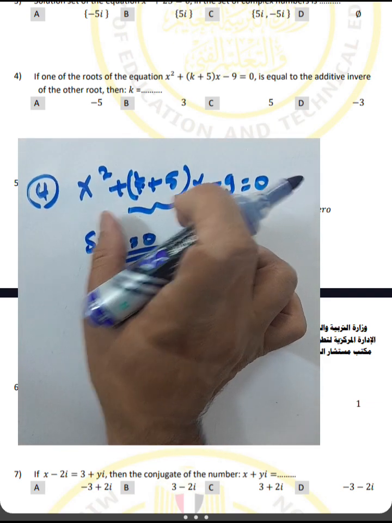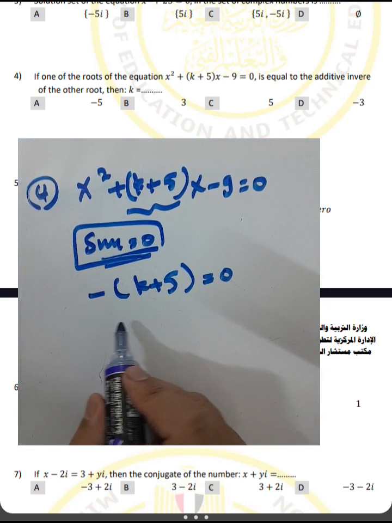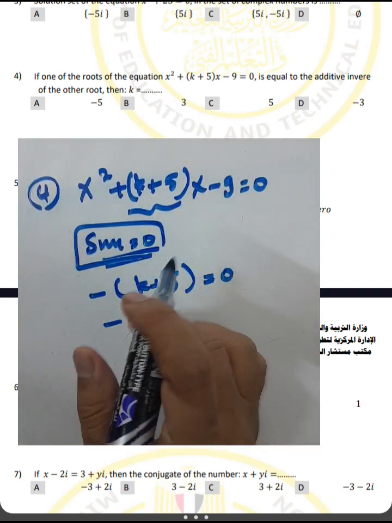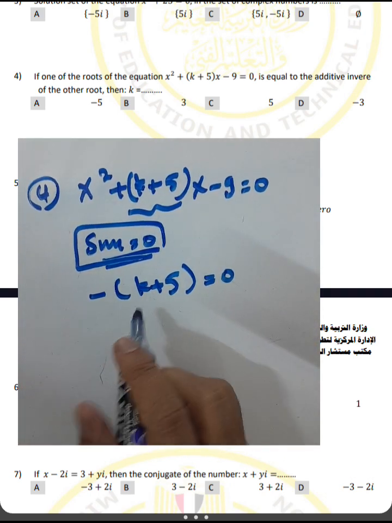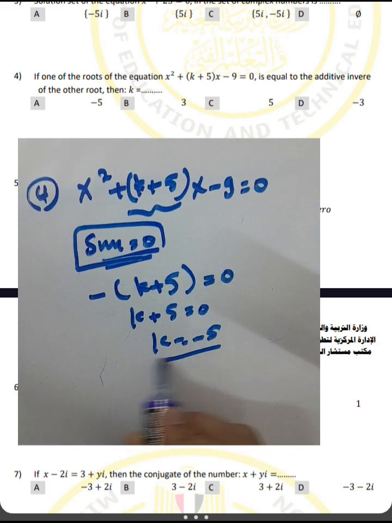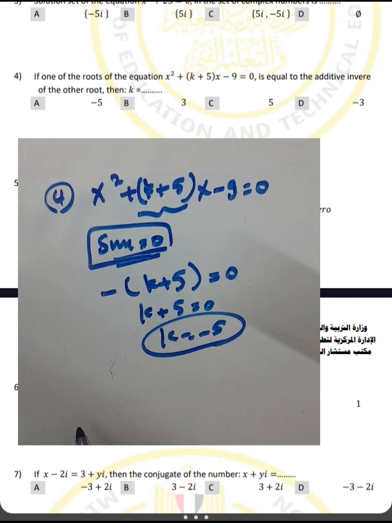because the sum here will be negative coefficient of x over coefficient of x power 2. Then the sum of them will be equal 0. Then you can write negative k minus 5 equals 0, or you can divide it by negative 1 to cancel the sign here, then k plus 5 equals 0, where k was negative 5. The result will be letter A about question number 4.